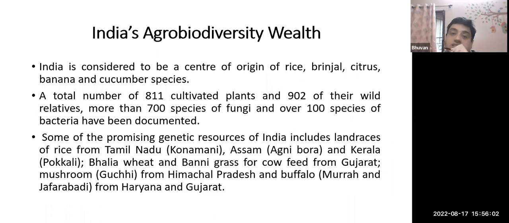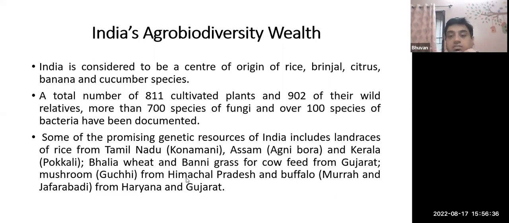Next is India's agrobiodiversity wealth. Here we will talk about the agrobiodiversity found in India, and India is a center of origin of rice, brinjal, banana, cucumber, citrus, and many kinds of spice species of plants. A total of 811 cultivated plants and 902 of their wild relatives can be found in India. And out of that, we have 700 species of fungi and also 100 species of bacteria that have been discovered here.